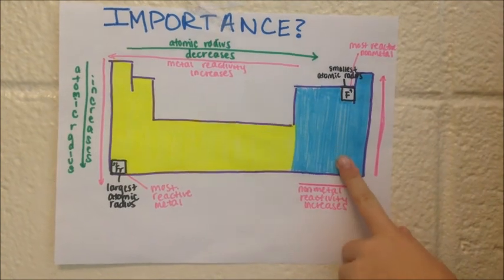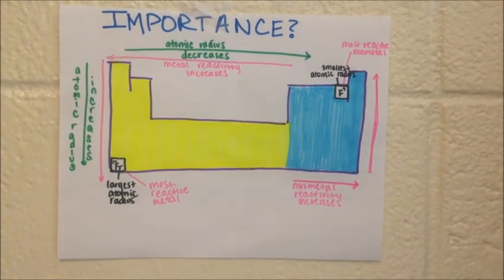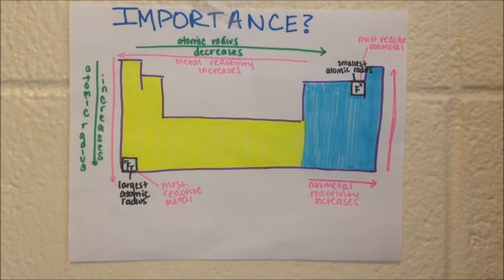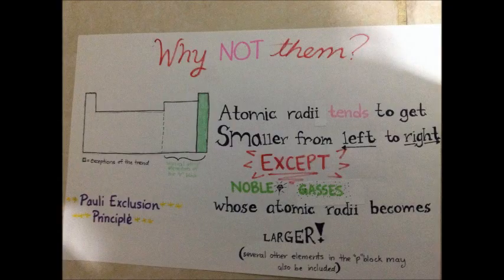The nonmetals on the right side of the periodic table have reactivity that has to do with electronegativity, not atomic radius. Atomic radii tend to get smaller from left to right, except for noble gases, whose atomic radii become larger.